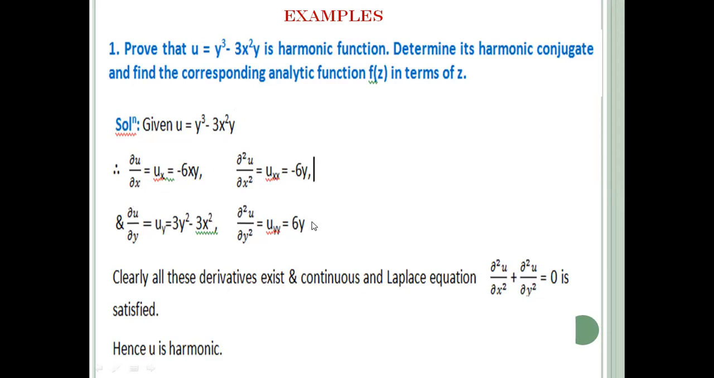So all these 4 partial derivatives are polynomial functions in x and y. So they exist, are continuous, and satisfy the Laplace equation. uxx plus uyy is minus 6y plus 6y. It is 0. The function is harmonic. So this question, if it is only this much, it is for the 2 marks. Many times for 2 marks also questions are asked.